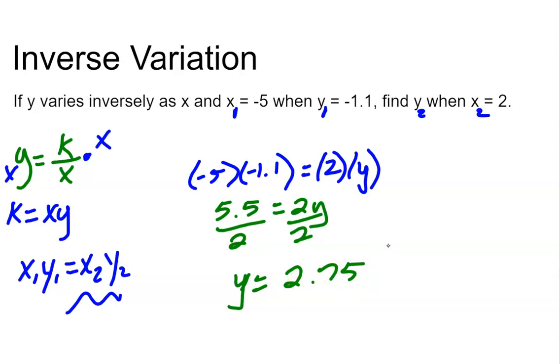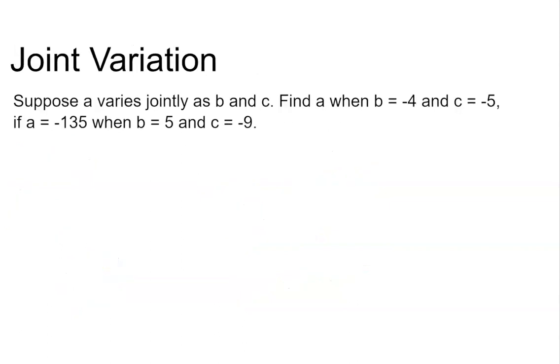Now if you were to put 2.75 back in for y, 2 times 2.75 is 5.5. So that is a quick way you can verify your answer. Next example is joint variation. Joint variation means you're going to have more than 2 variables involved that you're multiplying by the constant. So normally we would have y equals the constant times x times z.